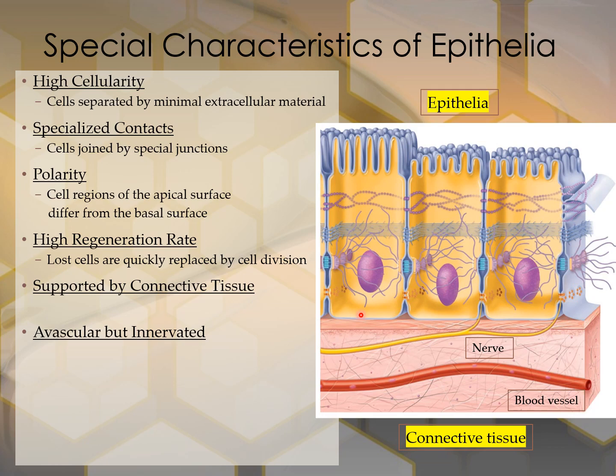Also, whenever you see an epithelial tissue, it's going to be supported by a connective tissue. So again, if we look at our picture, we have our epithelial cells up at the top here, and then you notice there's this pink tissue underneath, and that is the connective tissue. So there's always going to be a connective tissue associated with an epithelial tissue.